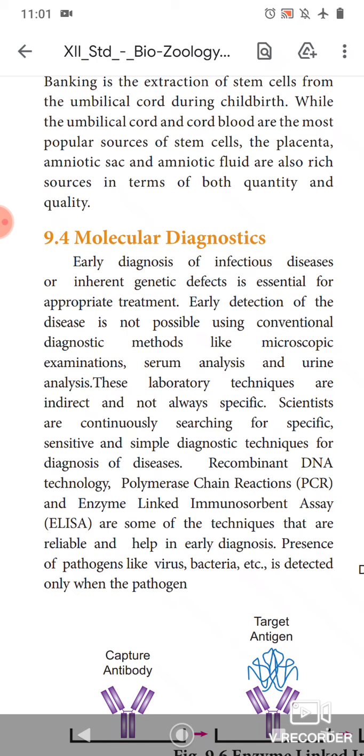So what is the need of diagnosis? Why should we diagnose infectious diseases? Because early diagnosis of the infectious disease is essential for the appropriate treatment.